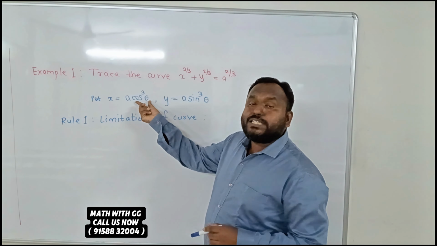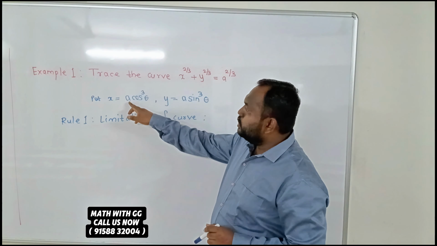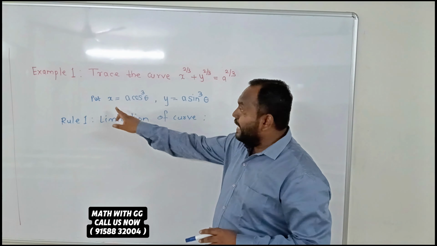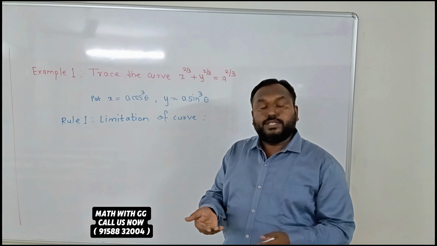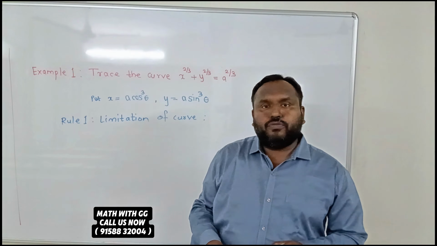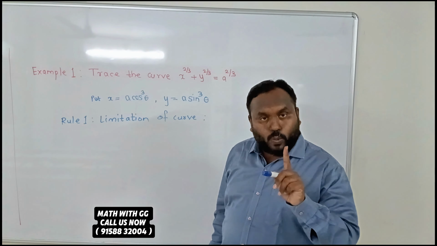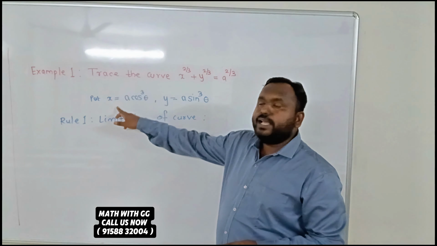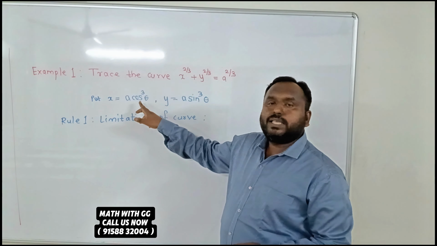So if we take the least value of cos theta, that is -1, -1 whole cube will be -1. Hence the least value of x will be -a, as well as the least value of sin theta is -1, hence the least value of y is -a. Similarly, if we take the greatest values of sin theta and cos theta, that is 1, the cube will give you again 1. Hence the greatest value of x and y is a.